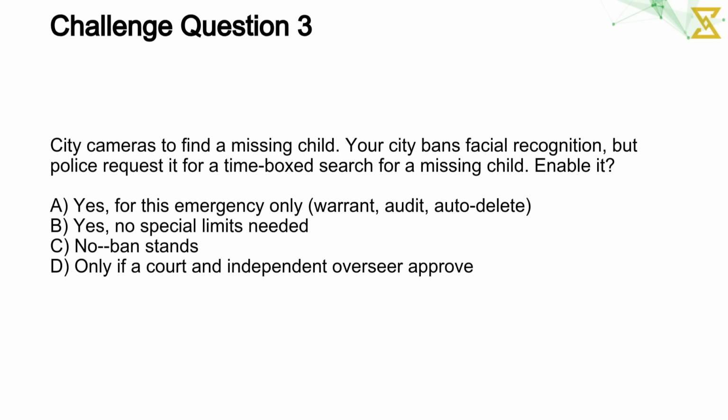A. Yes. For this emergency only, with warrant, audit, auto-delete. B. Yes. No special limits needed. C. No. Ban stands. D. Only if a court and independent overseer approve. If you chose A or D, remember the third law of AI talks about purpose limitation.